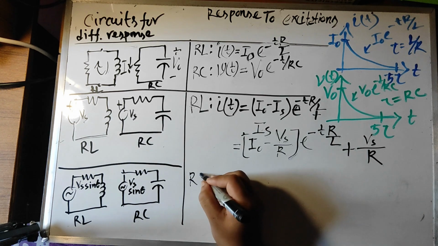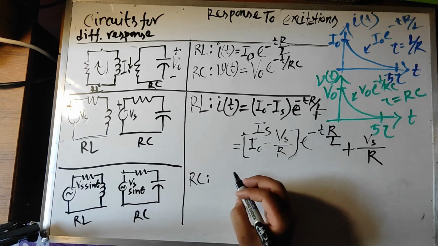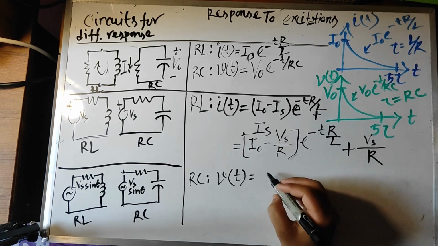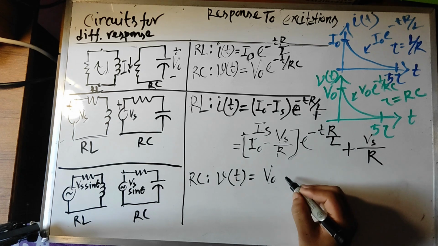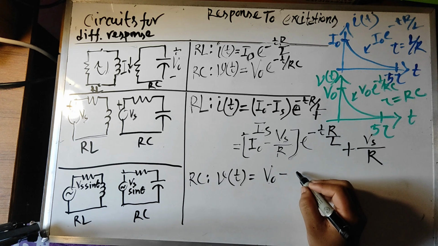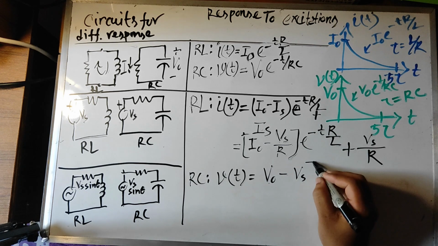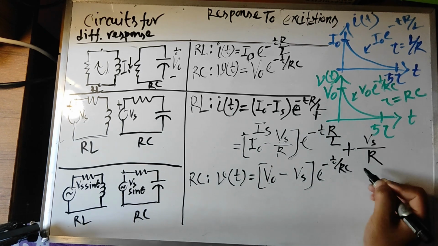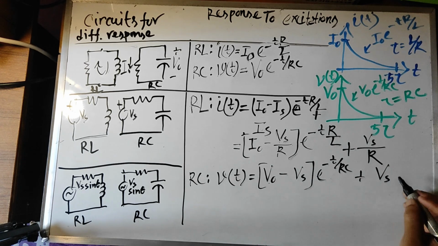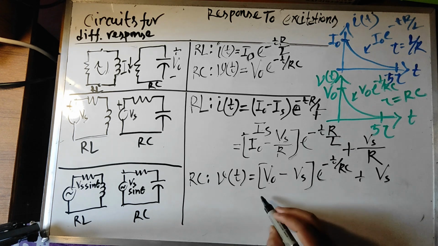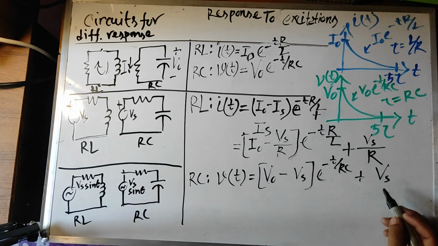Now RC. The RC response is obviously the voltage across the capacitor. v(t) equals V0, the initial voltage across the capacitor, minus the impressed voltage, e to the power minus t by RC, plus Vs. So this is the transient part and this is the steady state part.